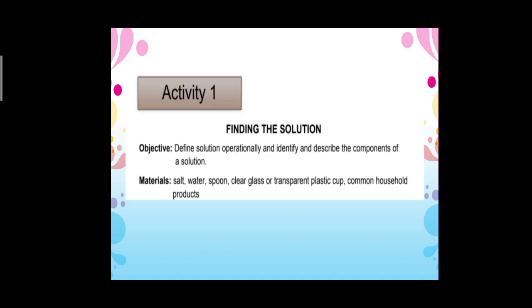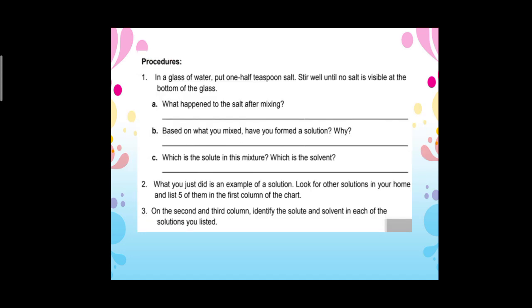Okay, for activity 1, finding a solution: define solution operationally and identify and describe the components of a solution. Materials: salt, water, spoon, clear glass or transparent plastic cups, common household products. Okay, so what we will do is, in a glass of water, put 1/2 teaspoon salt, stir well until no salt is visible at the bottom of the glass.